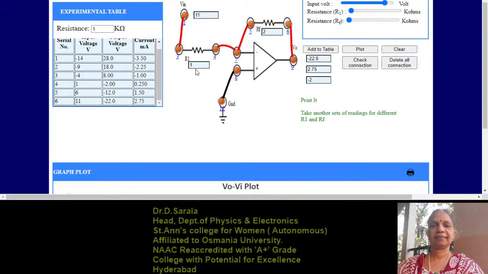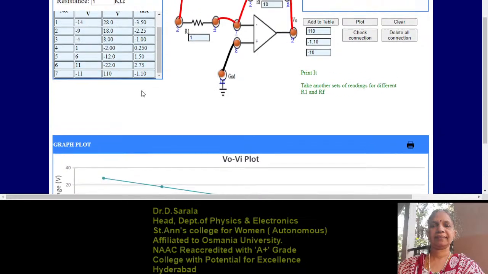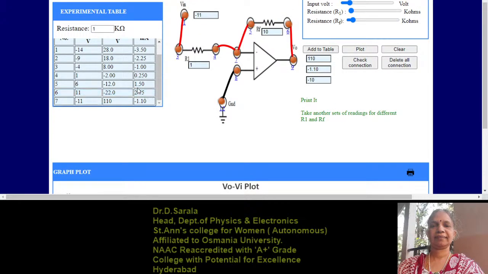Then you can change it to some other resistance value here. Let me choose it as 10. So now once again, what have you taken now? The input voltage is minus 11, so it's 110. The gain is minus 10. Reduce it further.